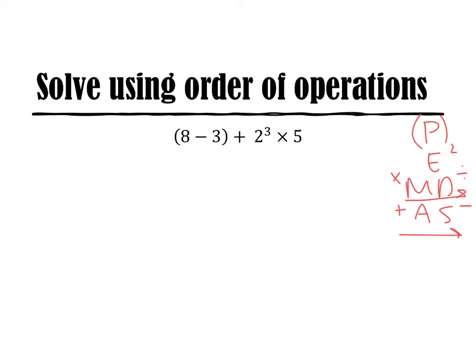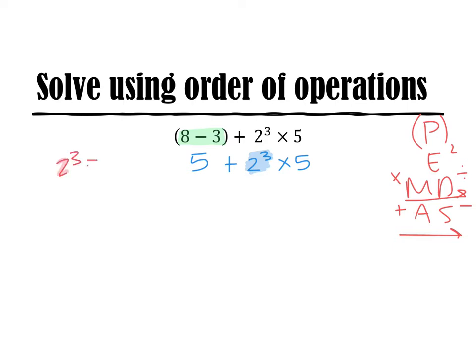So if we take a look at this problem, we are going to start in our parentheses, so you should be doing first 8 minus 3. Well, 8 minus 3 is 5. So now we're going to bring everything down. 2 cubed times 5. All right, order of operations tells us next we are going to do exponents. So we're going to do this 2 cubed. Remember, this is not 2 times 3. It's 2 cubed.